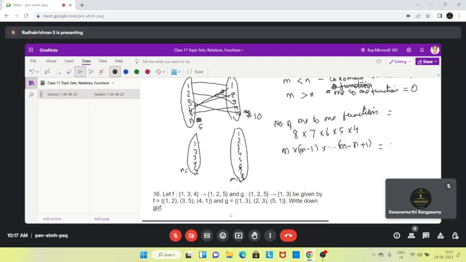So which is equal to, you can say M factorial divided by N factorial. Wait. M factorial divided by M minus N, up to M minus N plus 1, it is there. So that means N minus 1. So this reduces to N minus 1. So this is equal to M factorial divided by N minus 1 factorial.